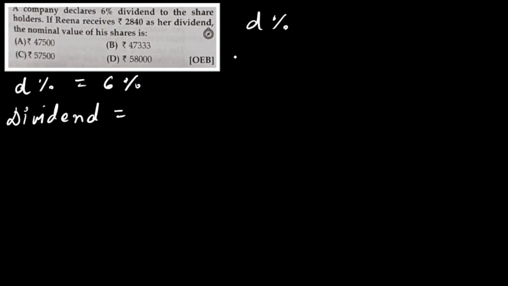Okay, let's see what is given to us and accordingly we will choose which formula we can use. So a company declares 6% dividend. So we'll write what is given to us. Dividend percent is given to us as 6%. If Reena receives 2840 as her dividend, so dividend is given to us. Here dividend is expressed in two ways. First of all, dividend percent is also there, annual dividend is also there. So this is in percentage and this is in rupees. Both the things are given to us.